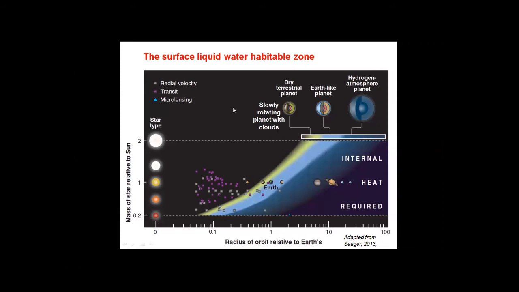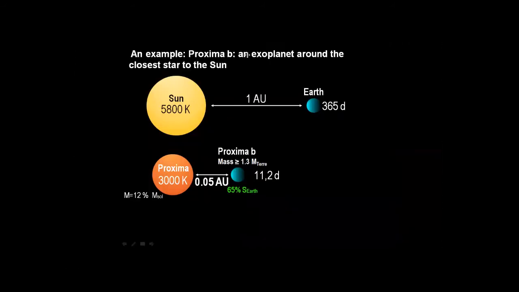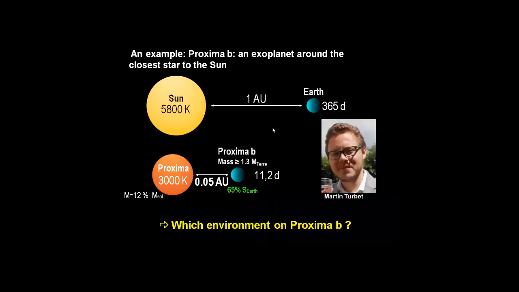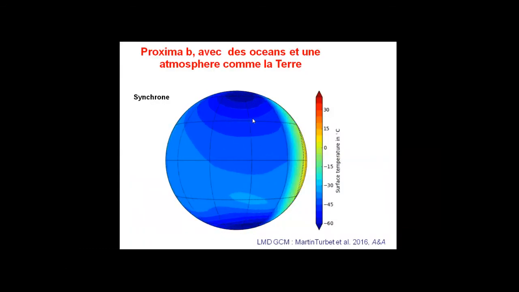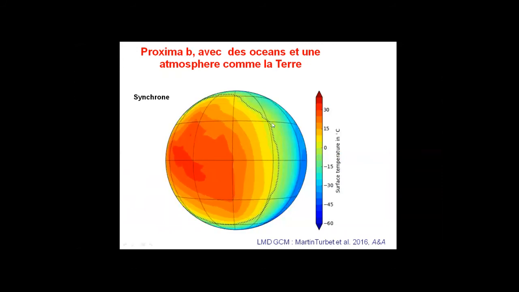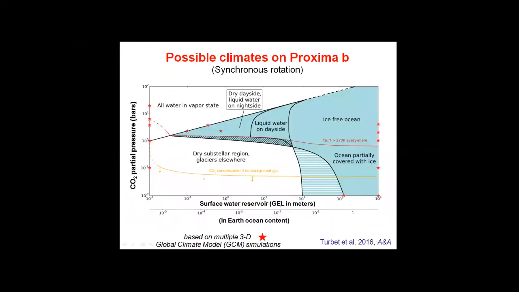And I will have to conclude, but I will summarize what I wanted to say in the rest of the talk. I wanted to give you an example, to detail the example of Proxima b, which has been studied by my student Martin Turbet, and it was interesting, using a lot of global climate simulations, exploring where the water accumulates, exploring the various atmospheres you can have, in other words, the various greenhouse effects, and the various amounts of liquid water.